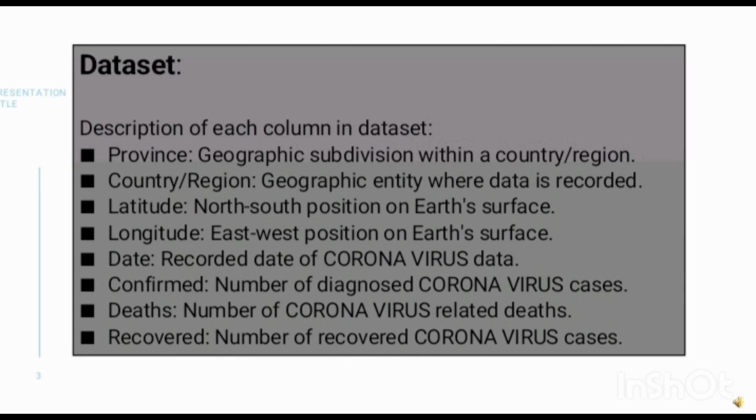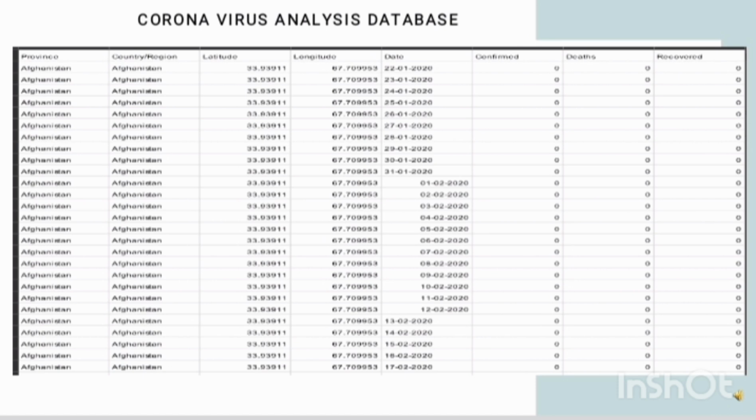Dataset description of each column in the dataset: province, country or region, latitude, longitude, date, confirmed, deaths, and recovered. And this is the coronavirus analysis database on which we are going to answer some of the questions. Here, have a look.